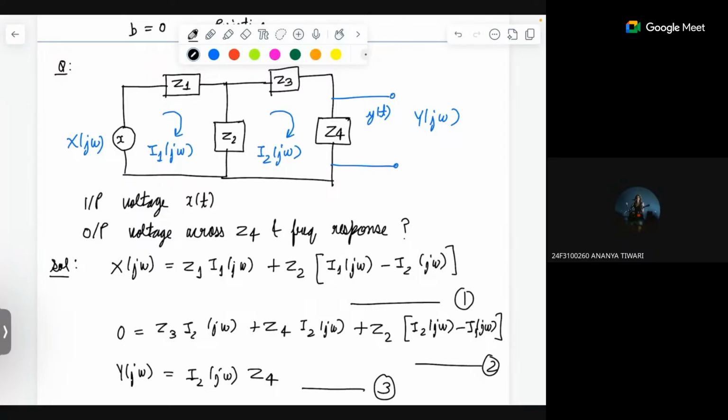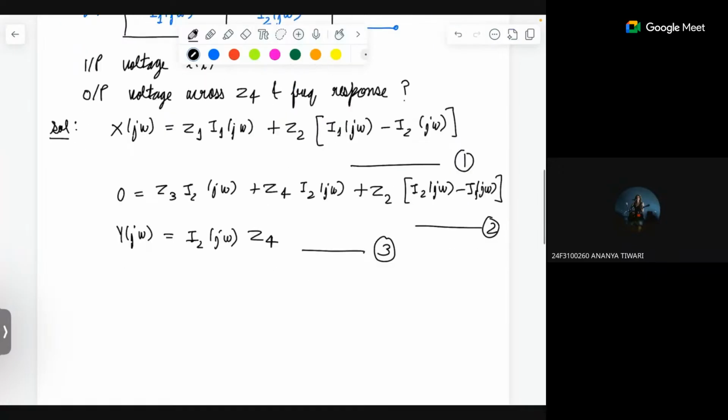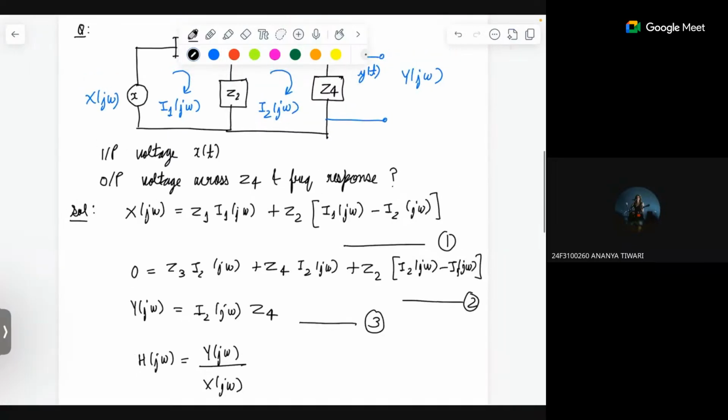Now, if you want to try, then try and solve and give me the expression for h of j omega. H of j omega will be equal to y of j omega upon x of j omega. If you want to solve, please solve, but I'm not going to solve it here. You can watch that in the lecture. It is just same as that. I will just give you the final expression. If you want to solve, please go ahead. Take 3 minutes. Are you solving? Yes, ma'am. All right.